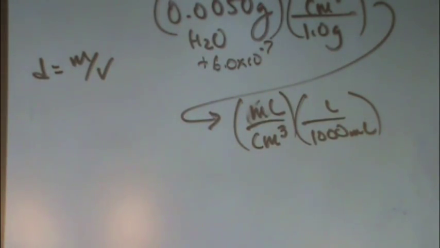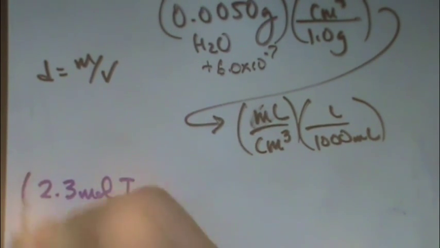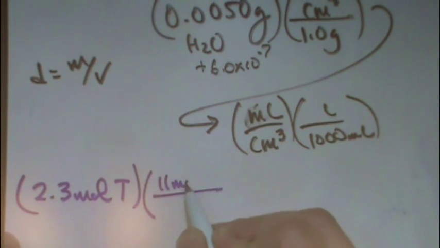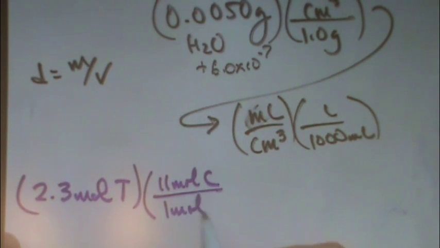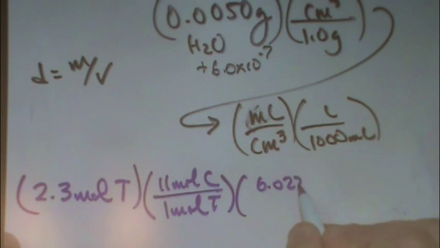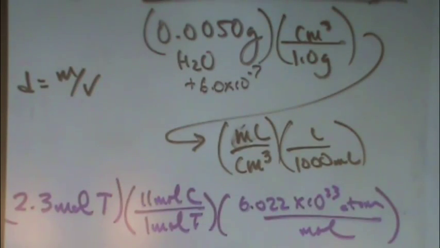So you would go, there's 2.3 moles of tryptophan, T. And there's 11 moles of carbon for every 1 mole of tryptophan. And then I want carbon atoms, 6.022 times 10 to the 23rd atoms of carbon per mole. Look okay? Cool. Who's next? We'll probably do just a couple more, and then we'll close up shop. You have to go home and watch TV.